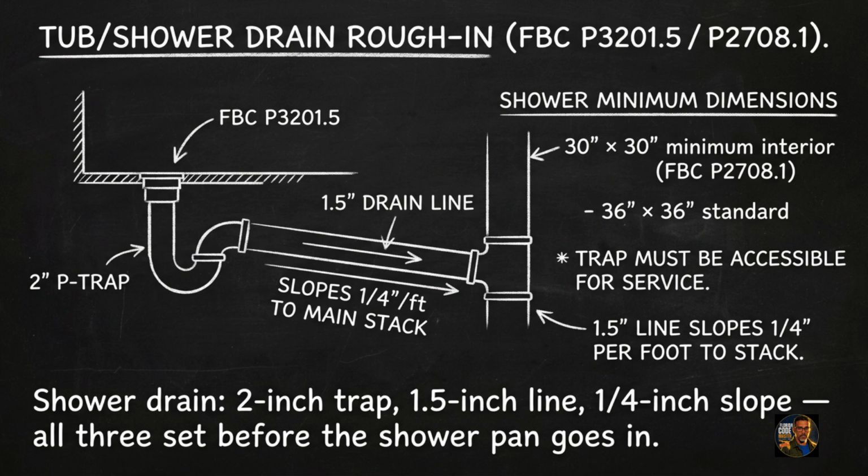Tub and shower drain rough-in. The shower uses a 2-inch P-trap per FBC P3201.5, connecting to a 1.5-inch drain line running to the main stack at 1/4 inch per foot. Shower minimum interior dimension is 30 by 30 inches per FBC P2705.1. 36 by 36 is standard practice. The trap must be accessible for service. The shower's 1/2 inch hot and cold supply lines feed the mixing valve body set at rough-in. Trim and handle follow at finish.